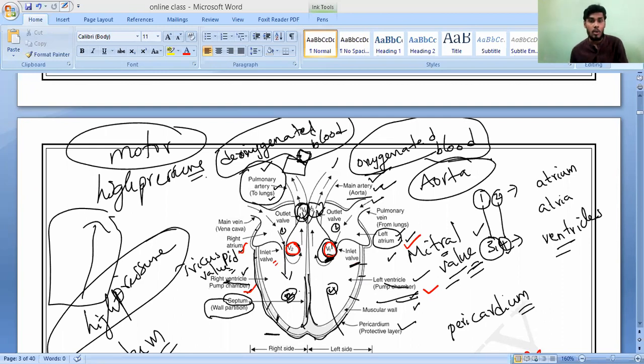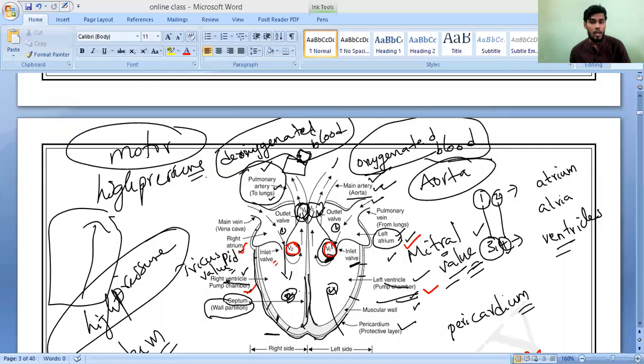Now, all of you, please note down the names of V3 and V4. Already V1, V2, what are the names? Mitral and tricuspid valve. Now V3, V4, very simple. The names are from the arteries' names.